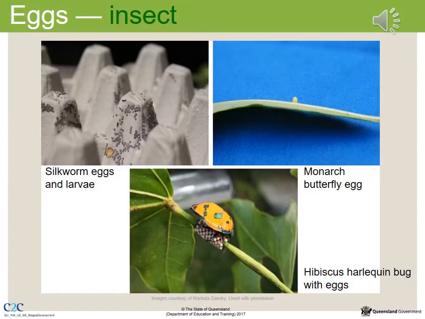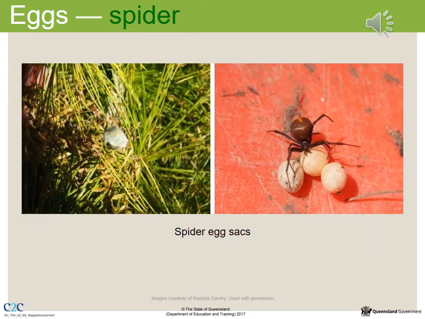Okay, so have a look at some eggs of some insects. We've got those little tiny black ones that are silkworm eggs, and it says there's some larvae in there, but I can see them there, they're little black ones. Then we've got the little tiny monarch butterfly egg, and you can see the hibiscus harlequin bug is laying those beautiful little round eggs on this branch.